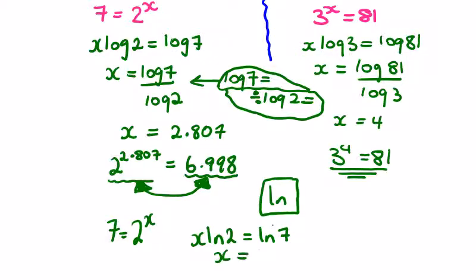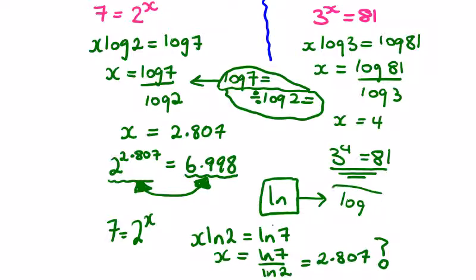So try in your calculator. The natural log of 7 divided by the natural log of 2. See, you get 2.807. And then what you'll decide is, am I going to use ln or am I going to use log? And that's up to you.